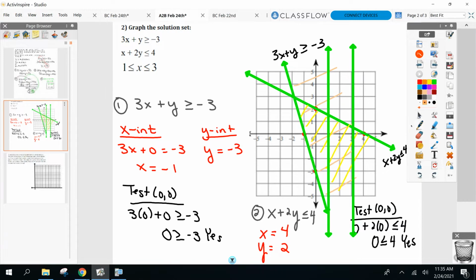Last thing, the shading. Notice X is in between 1 and 3. So you want to shade in between those lines. All right, X is in between 1 and 3. So you want to shade in between those lines. And do you guys see where all 3 shaded regions would overlap now? If I shade in between these lines. So go ahead, put a big S where all 3 shaded regions overlap.